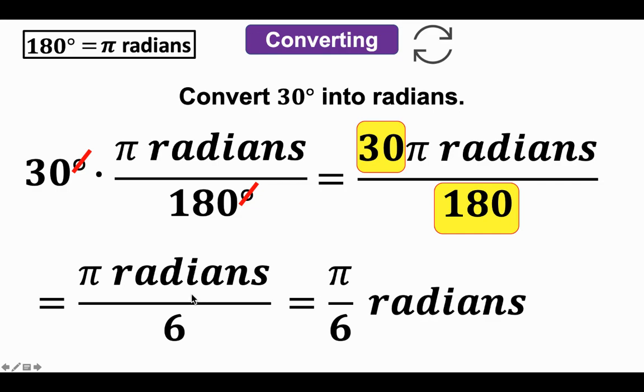The only, I guess, exception to that would be degrees. The degree would just be like up here, which is, I guess, still off to the side. But that would be your answer. So 30 degrees is the same thing as pi over 6 radians.